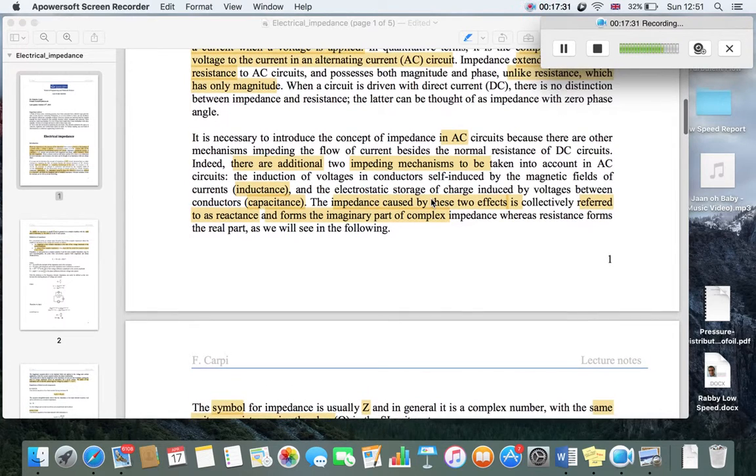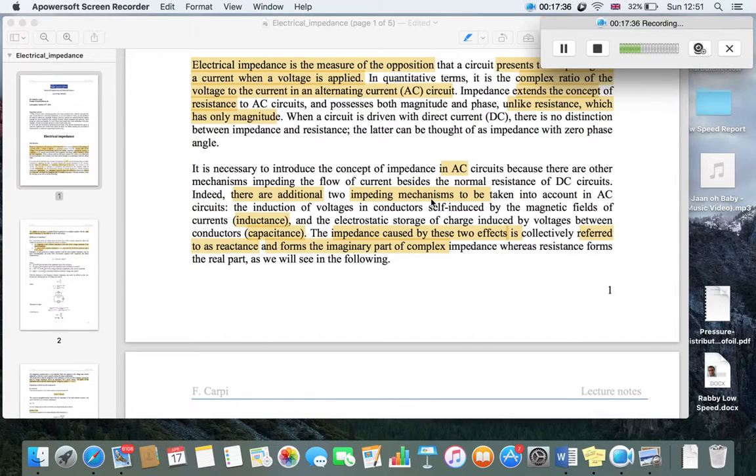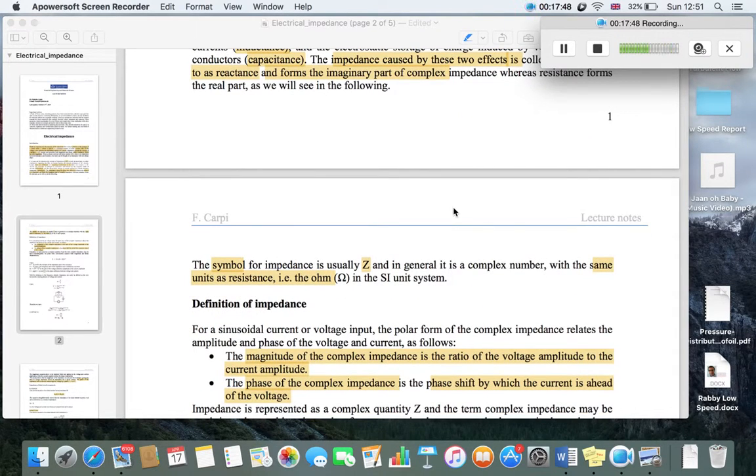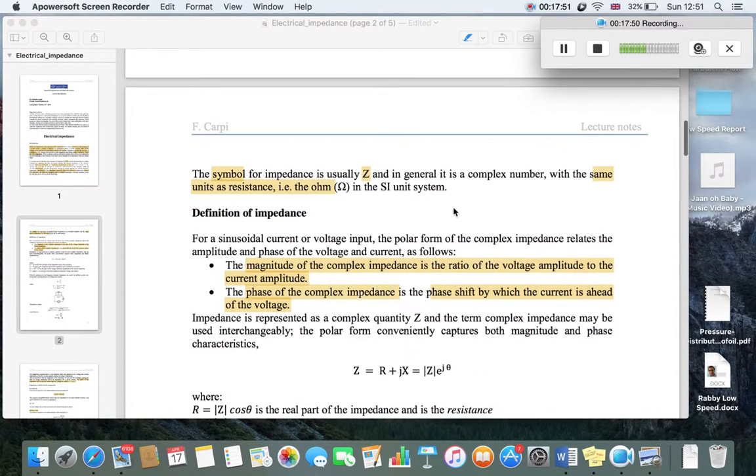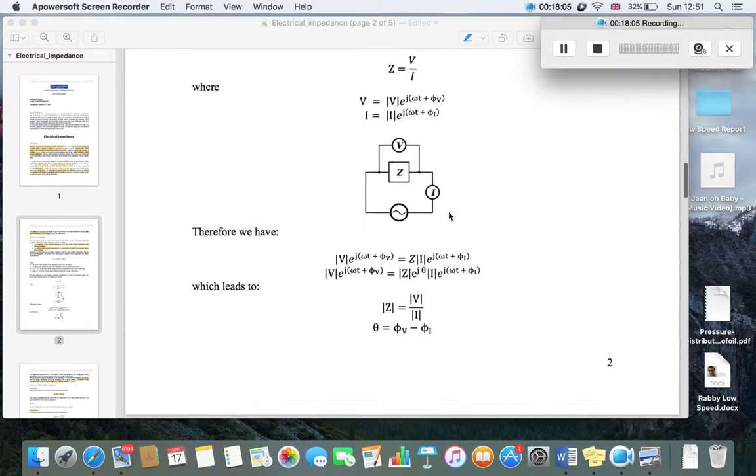So in a DC circuit you only have resistance, which opposes the flow of current. There are inductance and capacitance, and the impedance caused by these two effects is referred to as reactance, and it forms the imaginary part of the complex number. The symbol is X and it has the same unit as resistance. The magnitude of the complex impedance is the ratio of the voltage amplitude to the current amplitude, and the phase of the complex impedance is the phase shift by which the current is ahead of the voltage. And that's all you have to know.